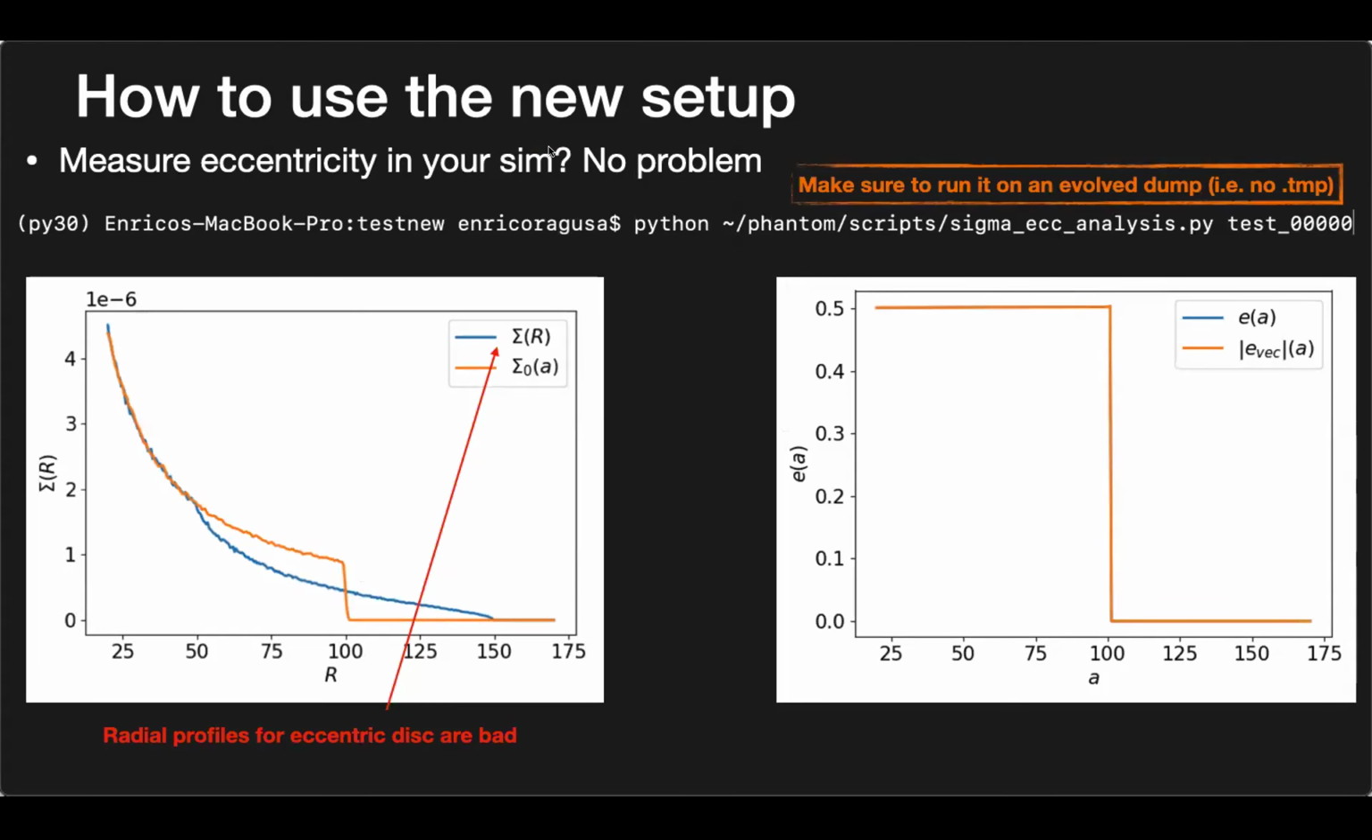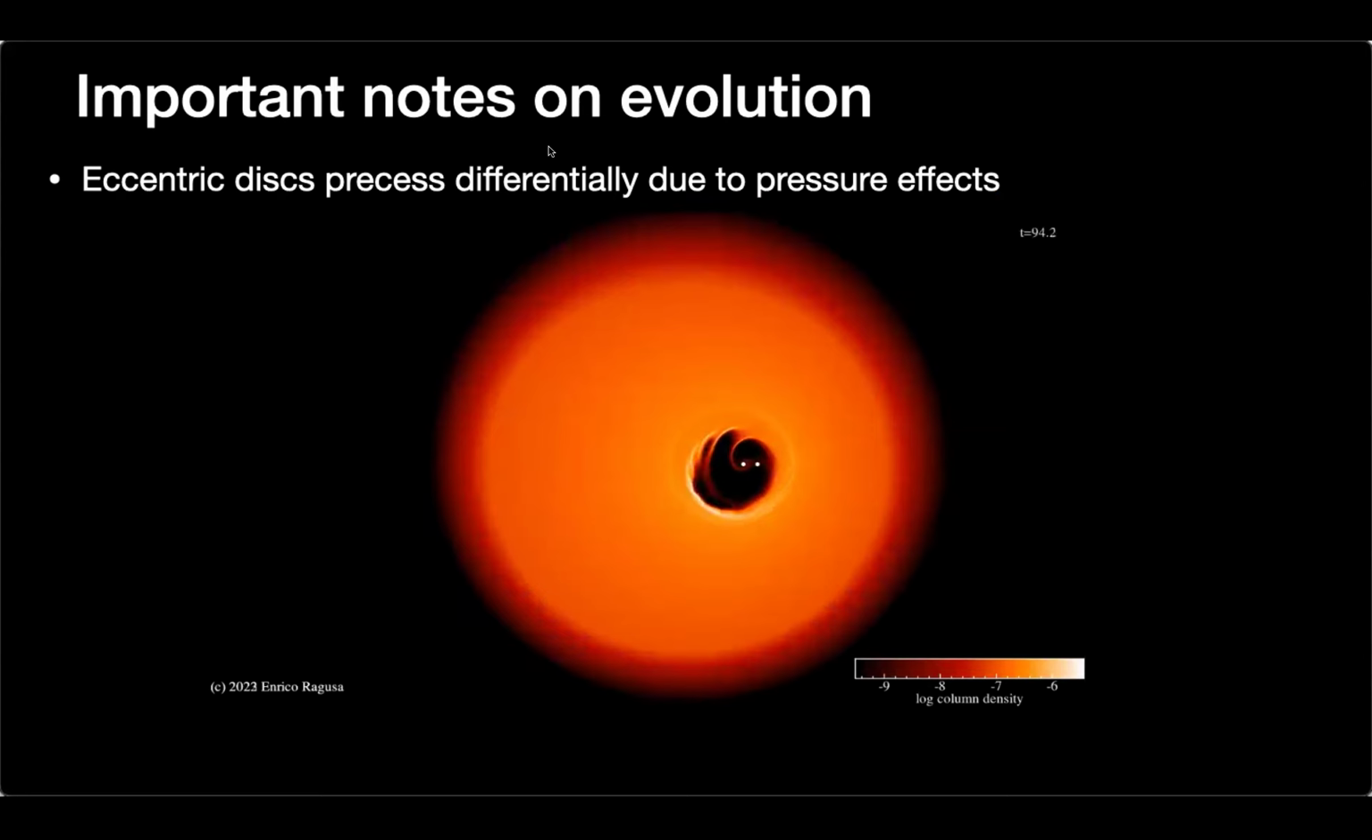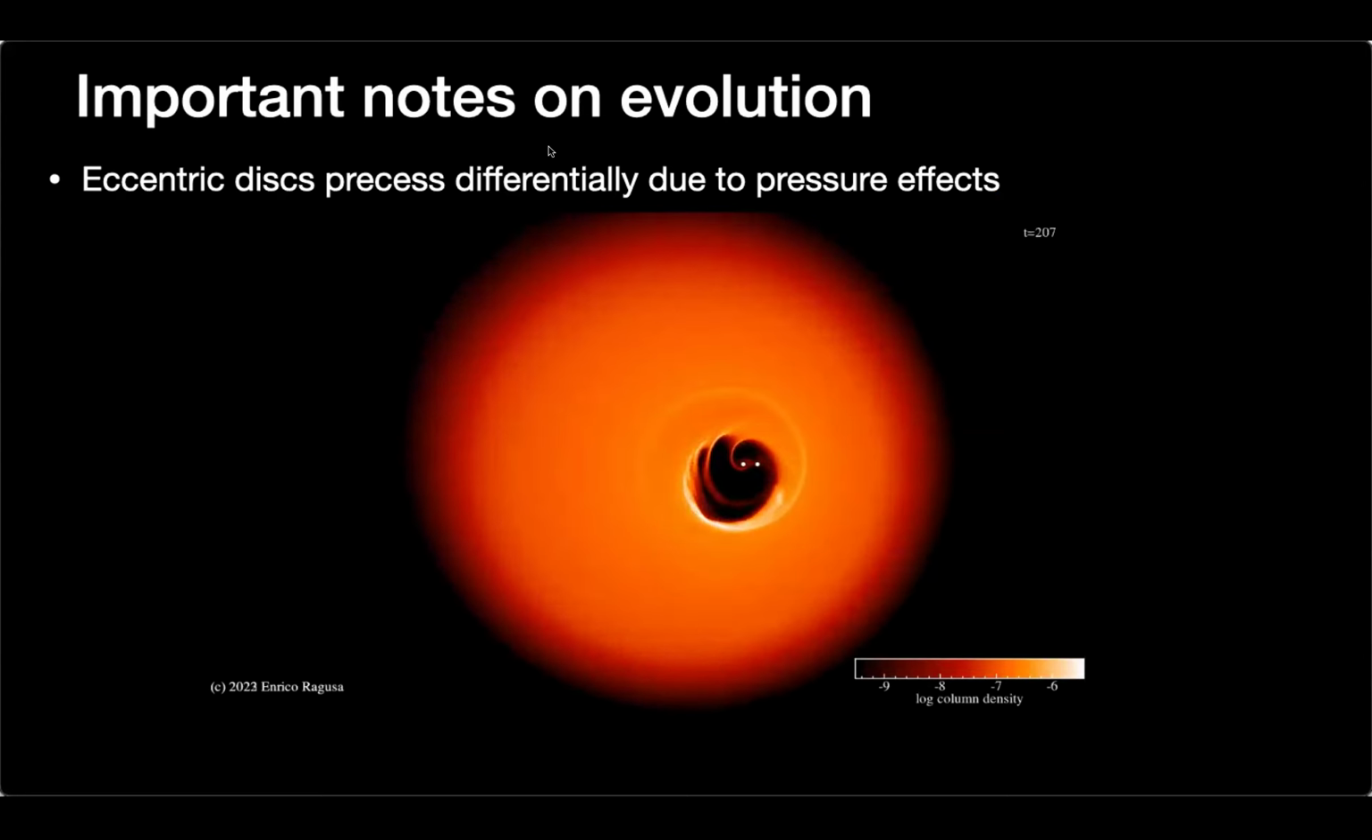I also included some scripts to extract from the dumps the eccentricity profile and the sigma profile as a function of the semi-major axis, which is very important because you see here, for example, if you're plotting in a significantly eccentric disk the sigma as a function of r, instead of as a function of the semi-major axis, you get a bit of a mess because you are spanning multiple orbits, basically. And finally, this is a small video showing a numerical simulation with the binary, starting already with an eccentric disk.